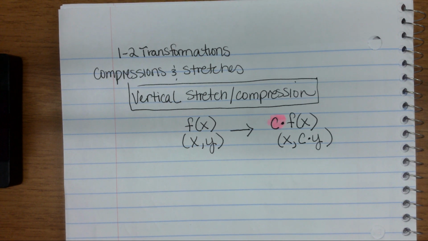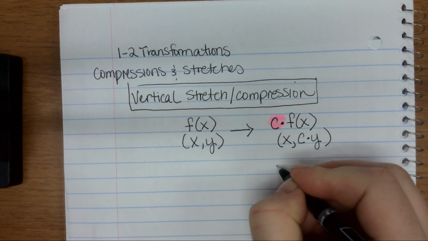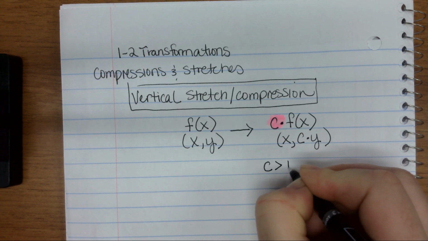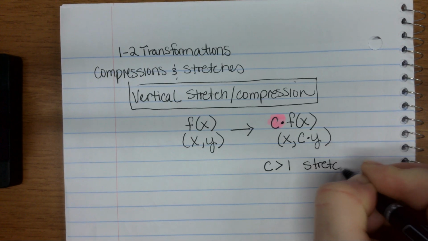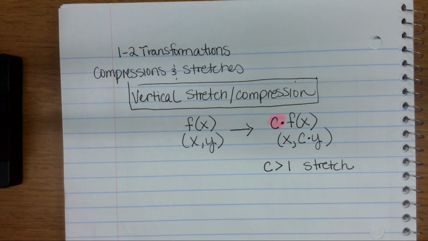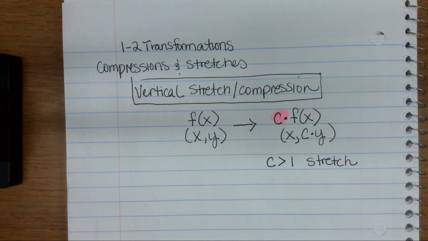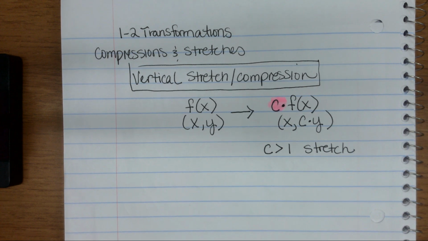Now, here's how you tell if it's a stretch or compression. And with the y's, with the vertical, it's kind of easy. With horizontal, x is a liar, so it gets tricky. Okay. What would happen to a number if you multiplied by 3? Would it get larger or smaller? Larger, okay? So when I'm doing these, if c is a number that's greater than 1, that is a vertical stretch. So if you're multiplying by a number that's greater than 1, that is a vertical stretch.